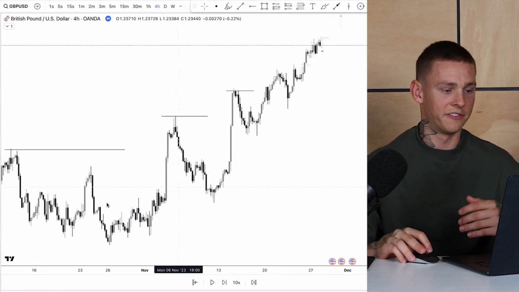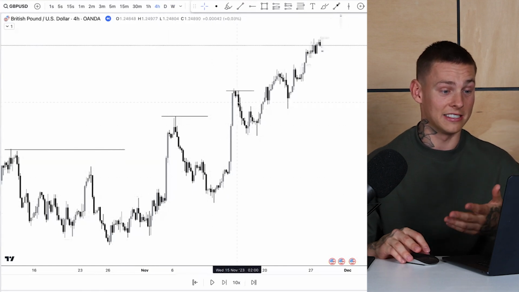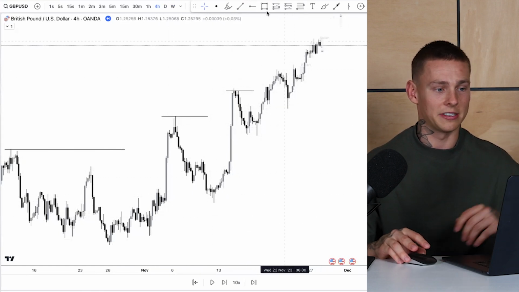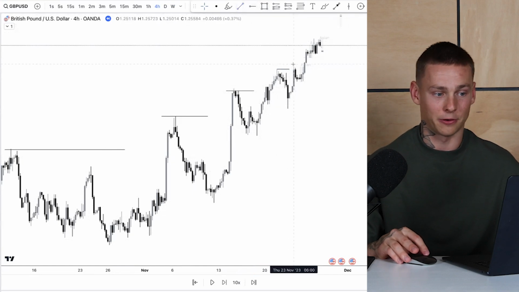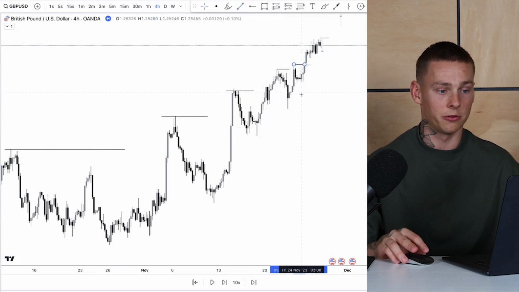This is the 4-hour time frame. You can see that price is stepping up, making higher highs and higher lows. Really, really aggressive price action, but it's very easy to see which way the direction is, at least on the 4-hour. Once you step it down, you can see we've got smaller ranges, of course.